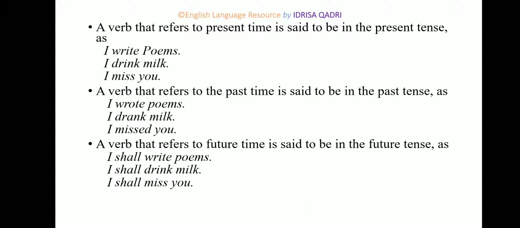A verb that refers to present time is said to be in the present tense, as I write poems, I drink milk, I miss you. A verb that refers to the past time is said to be in the past tense, as I wrote poems, I drank milk, I missed you. A verb that refers to future time is said to be in the future tense, as I shall write poems, I shall drink milk, I shall miss you.